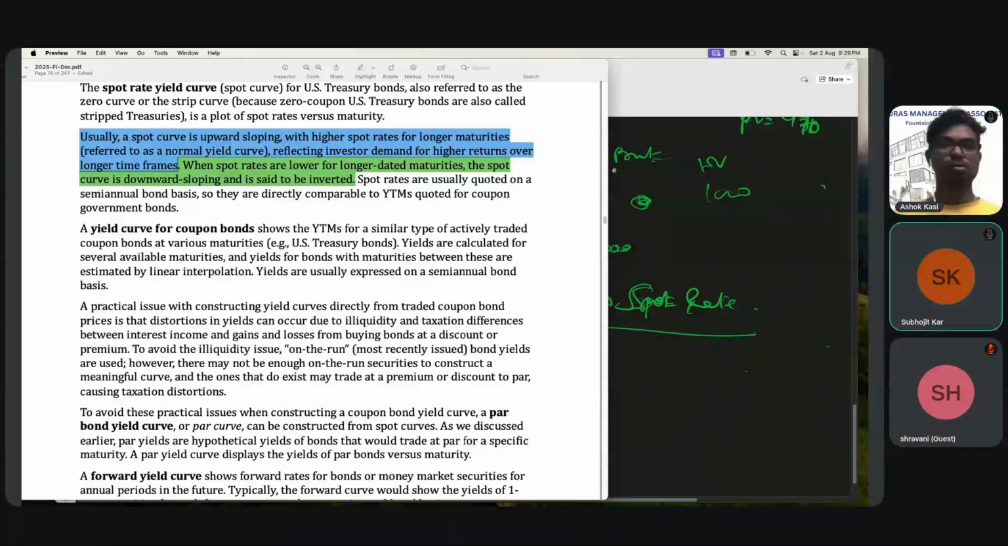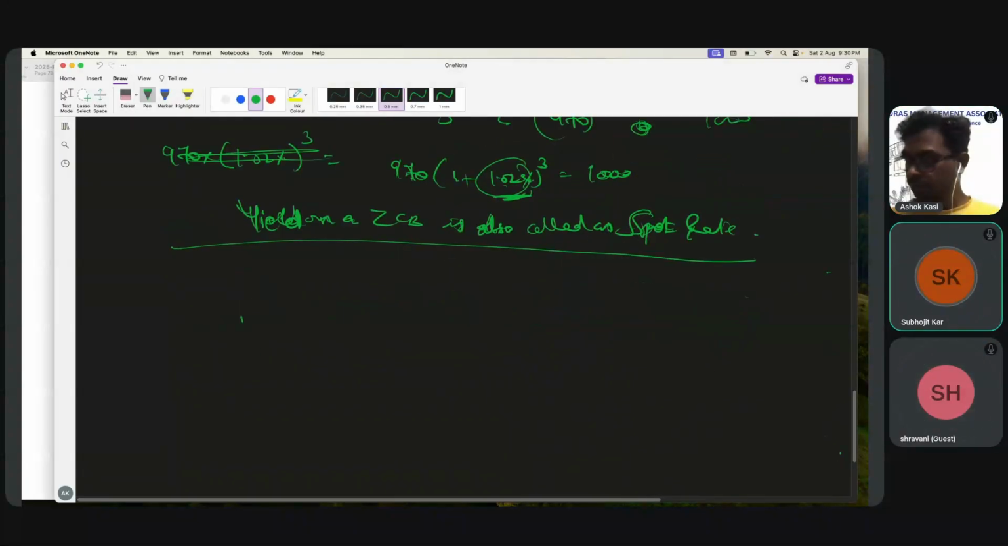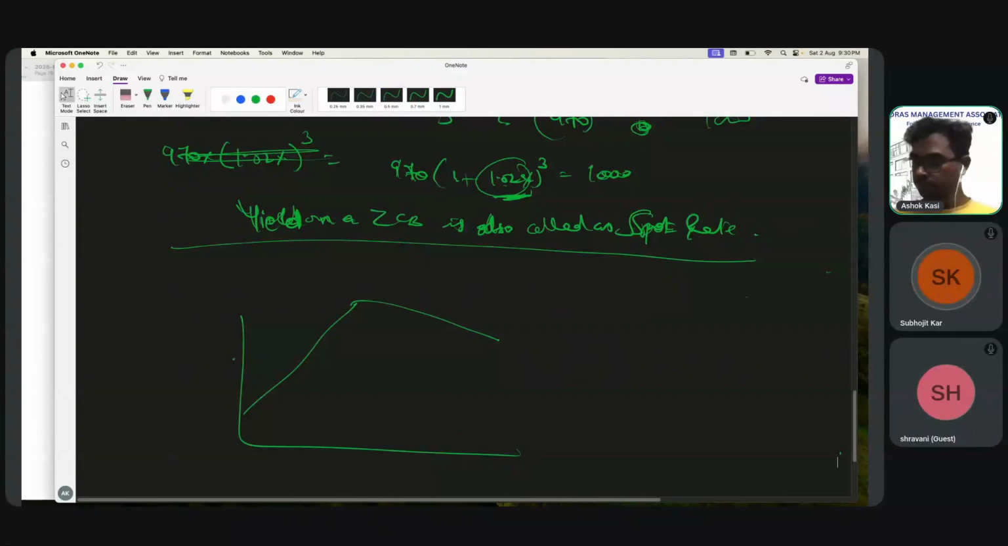So the downward would be from right to left, right? The downward curve, sorry, the line. Downward sloping would be from right to left, and upward sloping from left to right. Yeah, this is downward sloping. Okay. Rates or yield.